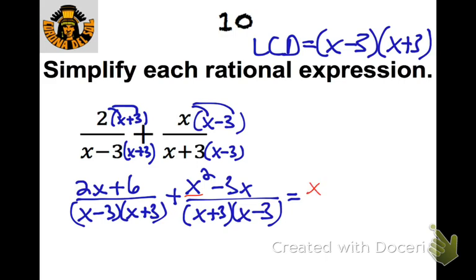So x squared doesn't have anything, so you just put that first. Then 2x minus 3x, so that would be minus x, and then plus the 6. And then you just keep that same denominator, x plus 3, x minus 3.